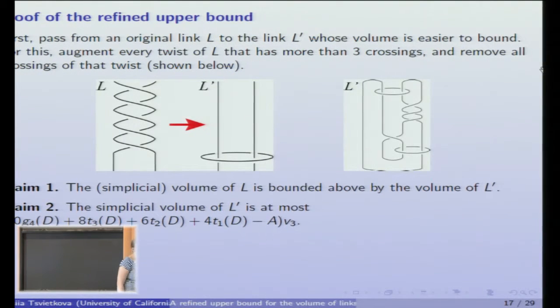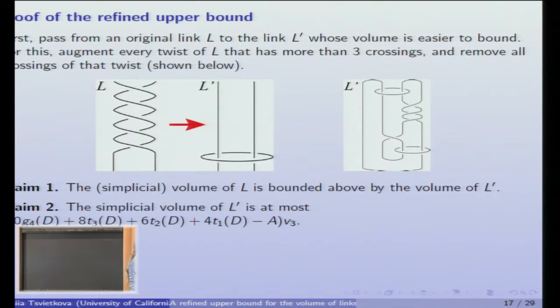So what Lackenby did when he was proving his upper bound, I guess the technique for most upper bounds: first of all, you pass from an original link L to a link for which the volume will be easier to estimate. So for something that would have a nice polyhedral decomposition and hopefully nice triangulation in the end. And so we'll do the same, except our link will be slightly different, the one to which we will pass.